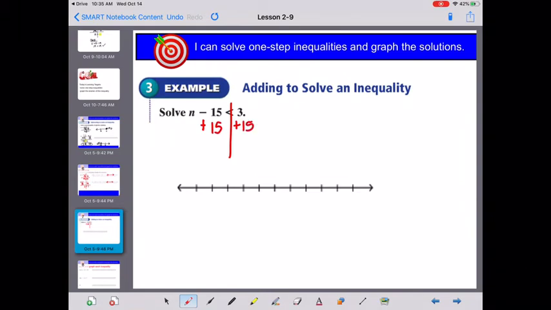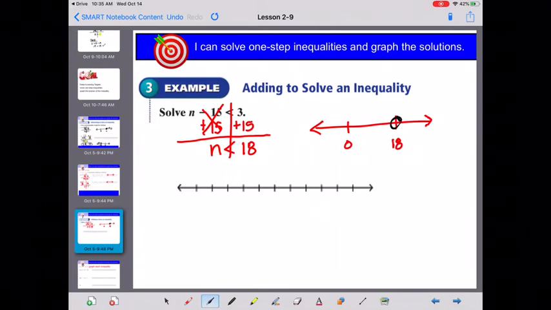All right, hopefully when you're looking at this one, you see I was subtracting 15 from my variable. The inverse of subtraction is to add. So I added 15 to both sides. 3 plus 15 is 18. N is less than 18. On your paper, have a 0, have an 18, and then put a circle at 18. It's not equal to, so I'm going to leave it an open circle. Numbers less than 18 go to the left.